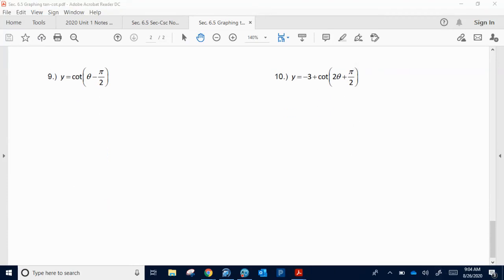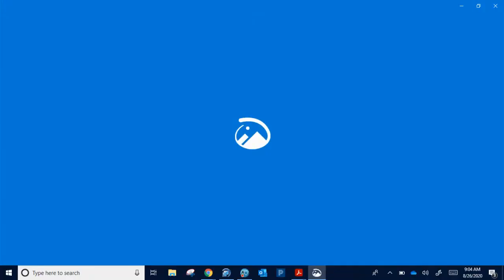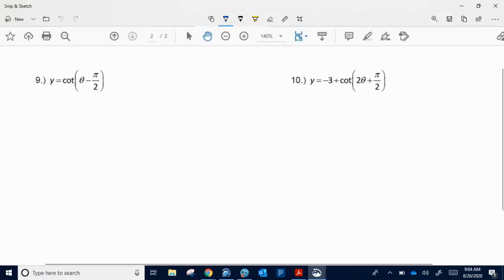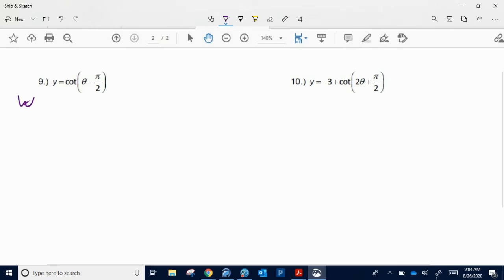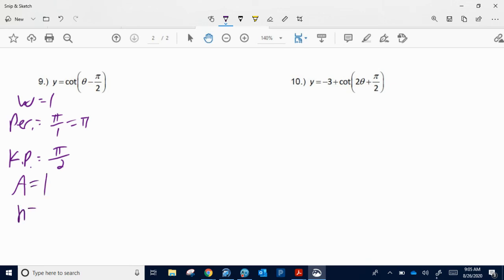Example 9 here. We have a cotangent problem. Our w value is 1. That means the period is pi over 1, which equals pi. Our key points are period of pi split into 2 quadrants, pi over 2. Amplitude, number in front is a 1. Vertical shift is 0. This time we have a phase shift of pi over 2.